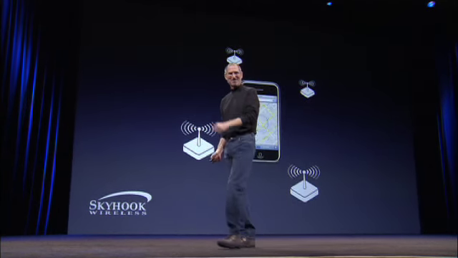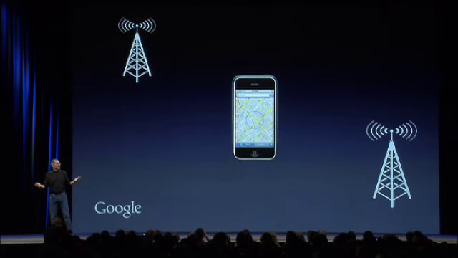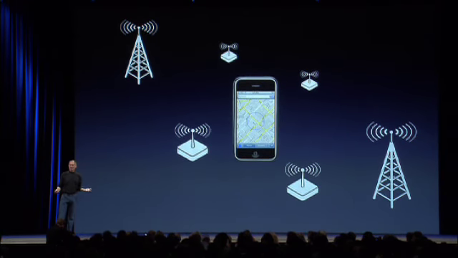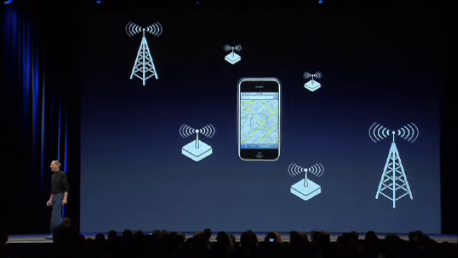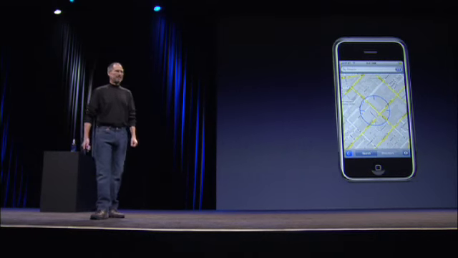It's really cool. And Google is doing basically the same thing with triangulating cell tower information off the cellular network. And we're using both of them. And it works pretty doggone well. So that is how we find location on the iPhone.